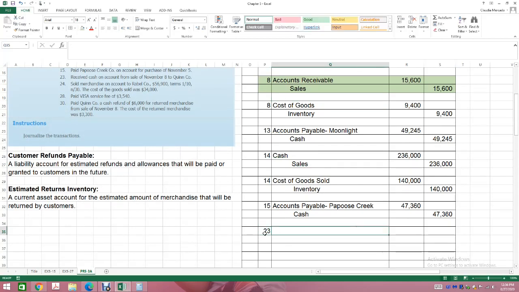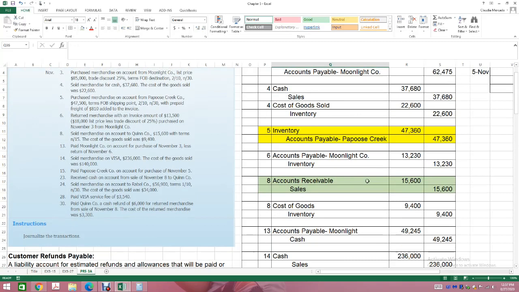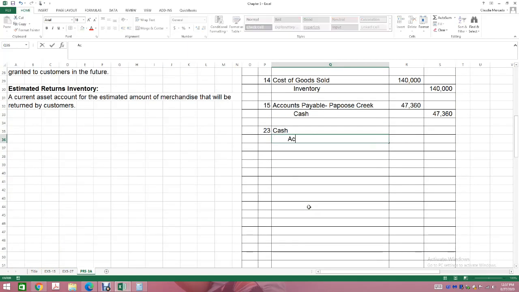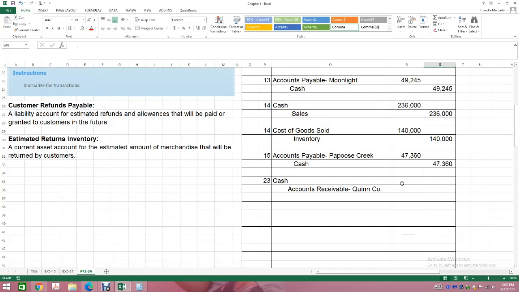So if they paid you, what did we receive? Well, we received cash. What am I clearing over here? I'm clearing my accounts receivable. I set up an accounts receivable of $15,600 debit. If I want to clear it, I need to credit it. And the amount was $15,600. So that happened on the 23rd.